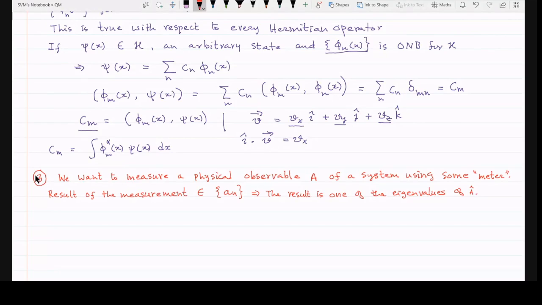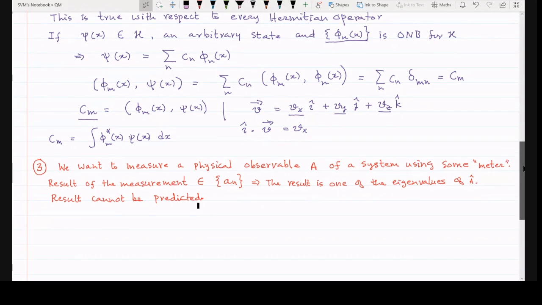Okay, so result cannot be predicted. Okay. Not only that, there is also another issue. Let's say that we prepare a system. Okay, so let us take some concrete example to understand this. Then I think we can generalize it.